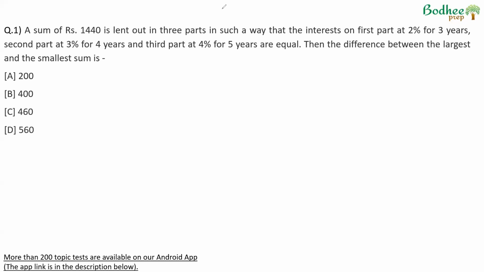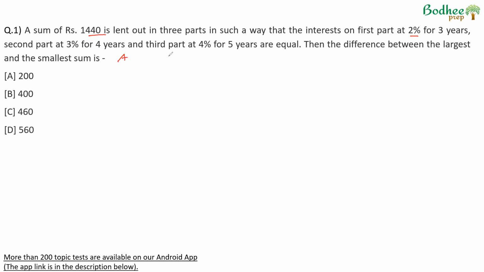A sum of rupees 1440 is lent out in 3 parts in such a way that the interest in the first part at 2% for 3 years, second at 3% for 4 years, third at 4% for 5 years are equal. The difference between the largest and the smallest sum is. Now, it does not say whether the interest is simple or compound. Therefore, I'm assuming that the interest is simple interest.